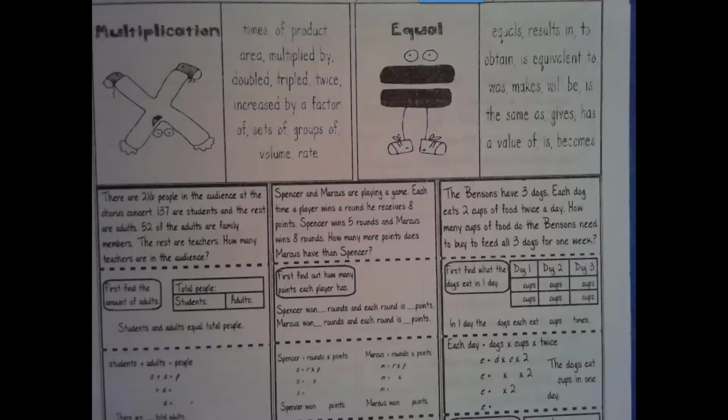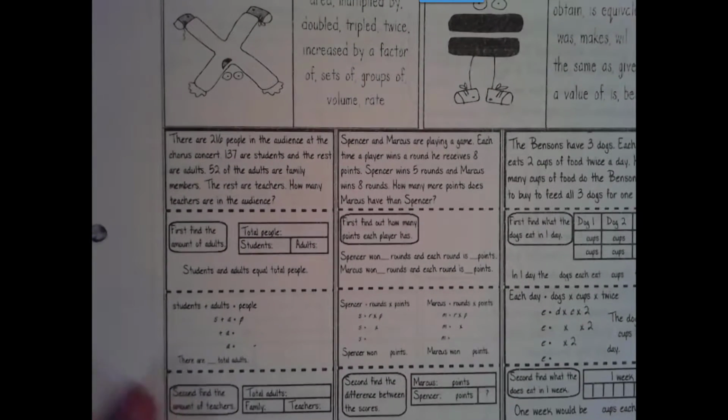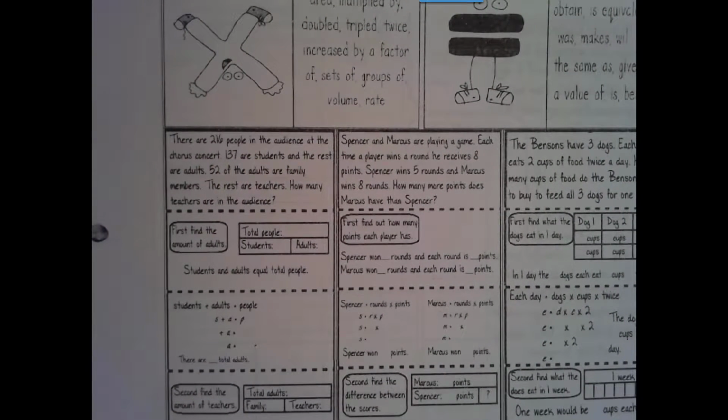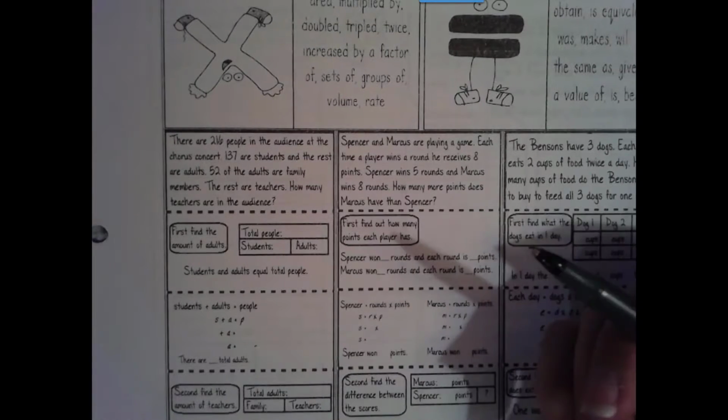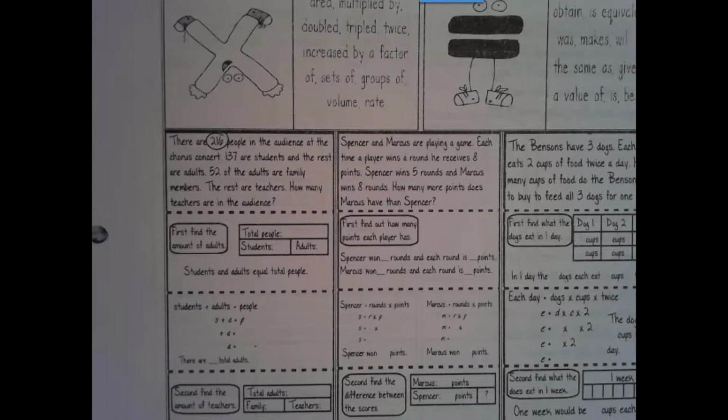Alright, so let's look at some word problems we have here. I'm going to start with this first one here. We're going to use our cubes. We're going to first C, circle our numbers, U, underline our question, B, box keywords, E, eliminate unnecessary information, and then S, solve. There are 216 people in the audience at the chorus concert.